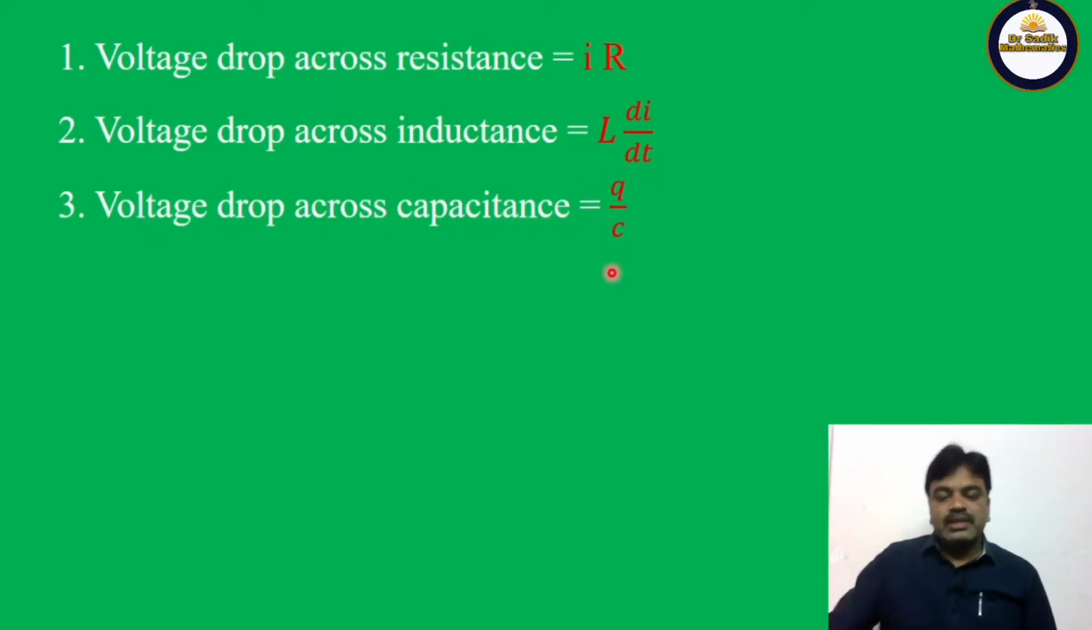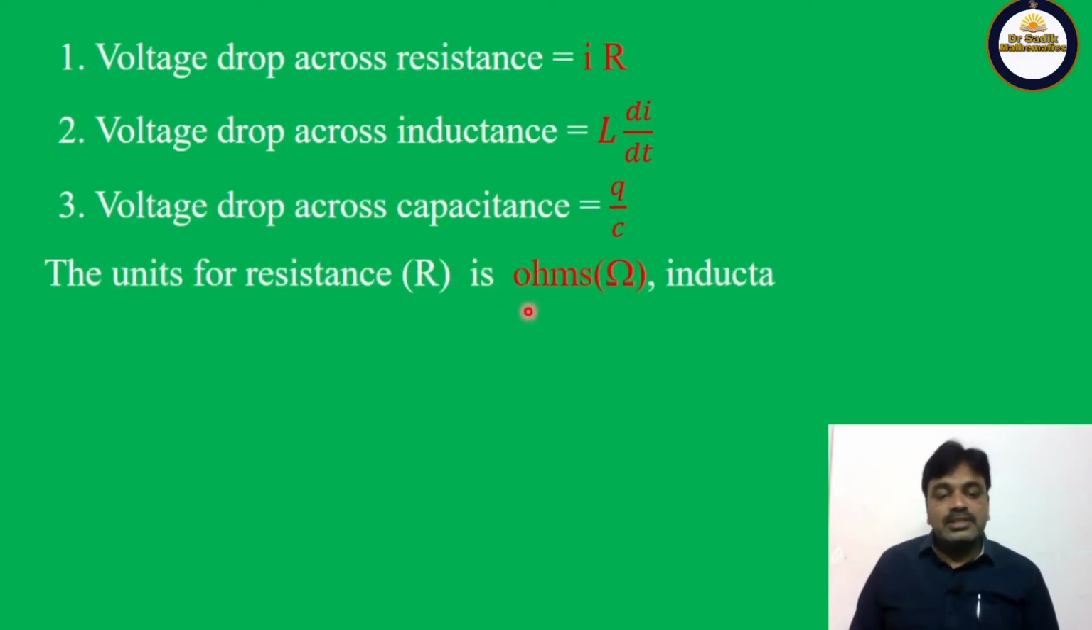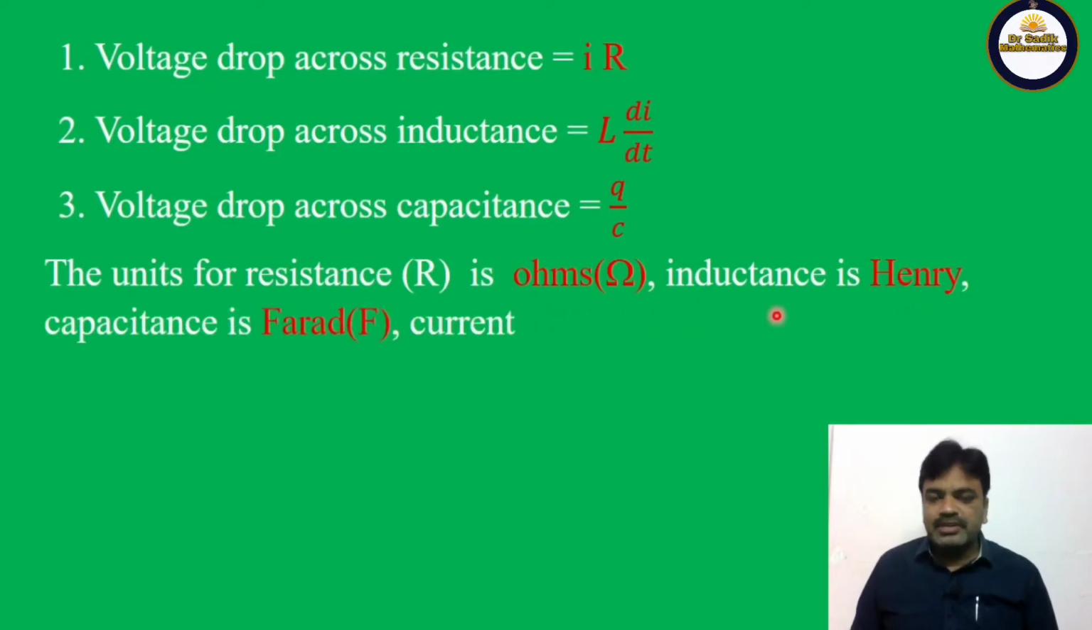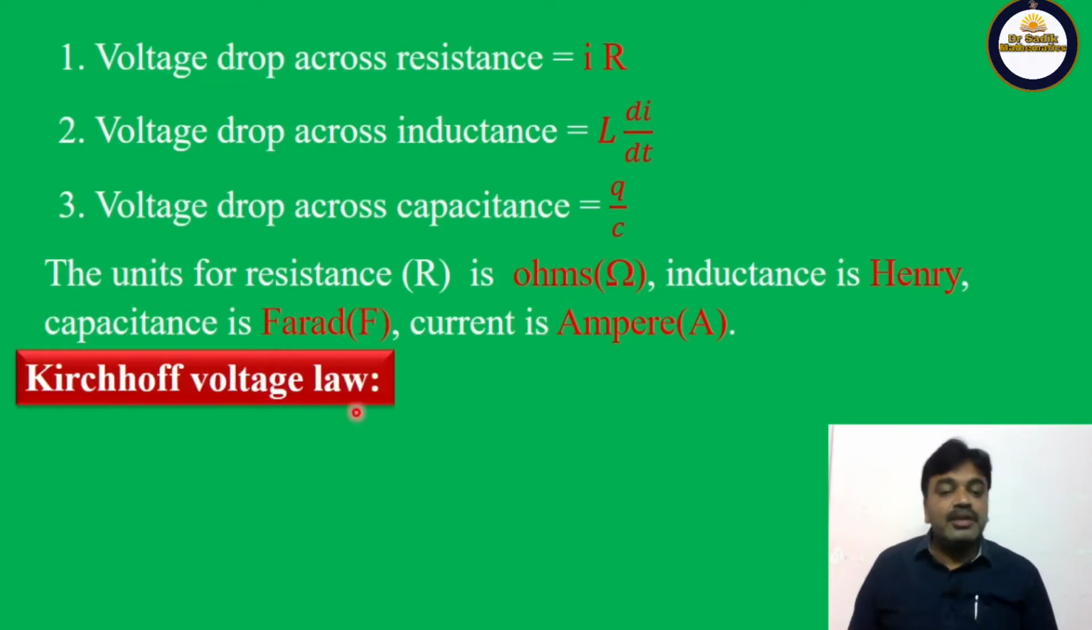Now the units: resistance is in ohms, inductance is in Henry, capacitance is in Farad, and current is in ampere. Now, a very important law, friends.